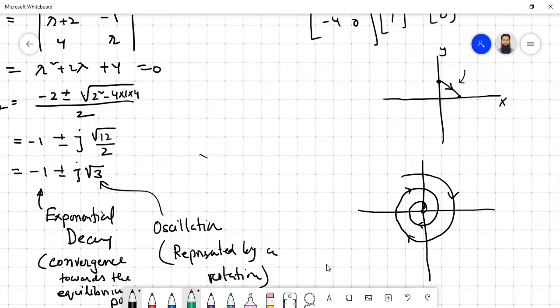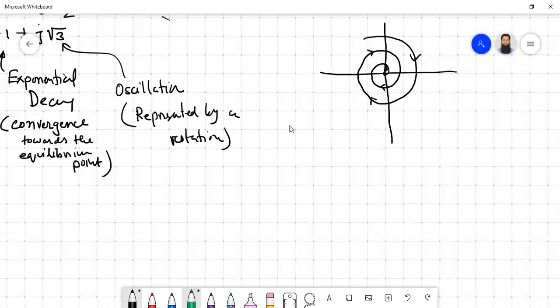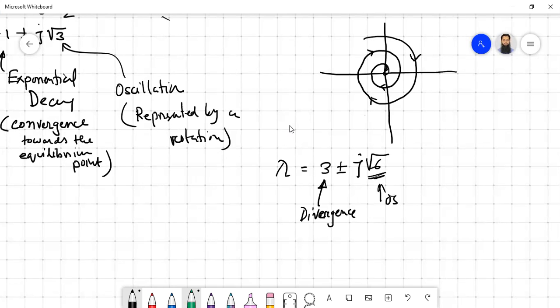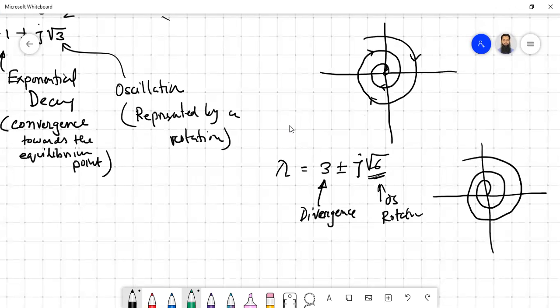Similarly, let us discuss a few examples. Say lambda equals 3 plus minus j over 6. So what does it mean? First of all, the real part is positive, because of which it is divergent. Divergence will be experienced, and because of the imaginary part you will have oscillation or rotation. If we don't have the system matrix, we can't find the direction of rotation, but assuming that starting from the origin it will gradually spiral out, this will be your increasing direction. So this will be the corresponding phase portrait.